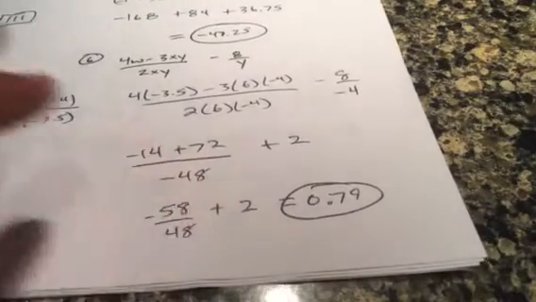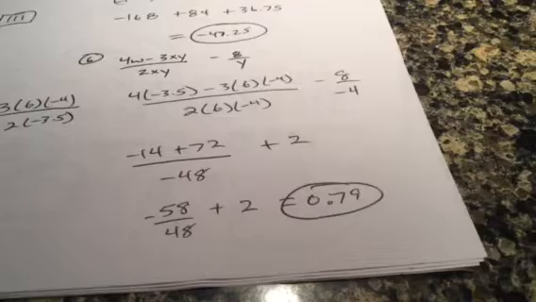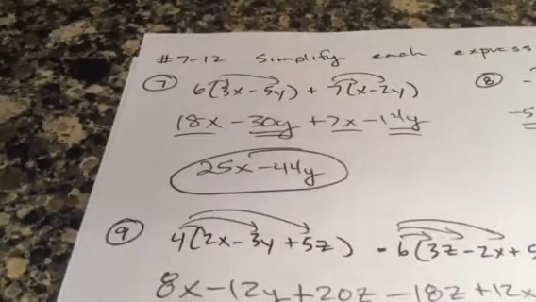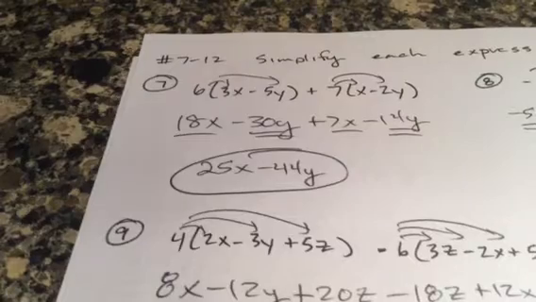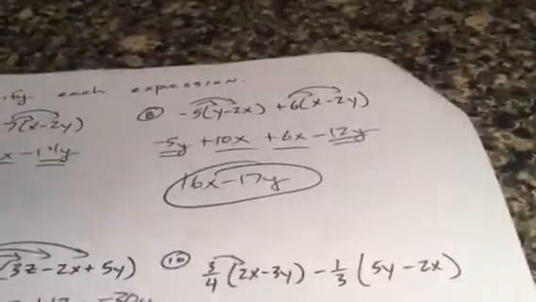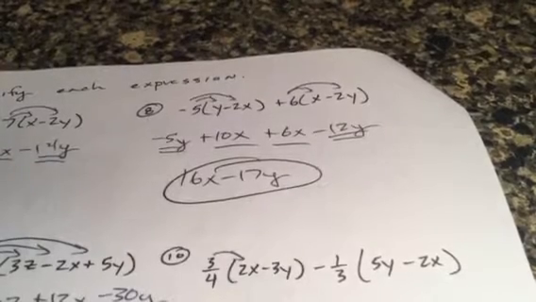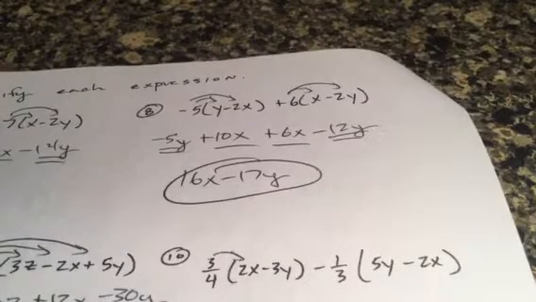Number 6, folks, not bad. The left side's a little rough. Again, your quiz will be made easier in terms of the answers we get. I think in class we called this 0.8. Alright folks, number 7, simplify, just distribute there, combine like terms, 25x minus 44. Number 8, just distribute, combine like terms, 16x minus 17y. Looks good. Again, if I make an error, please let me know.